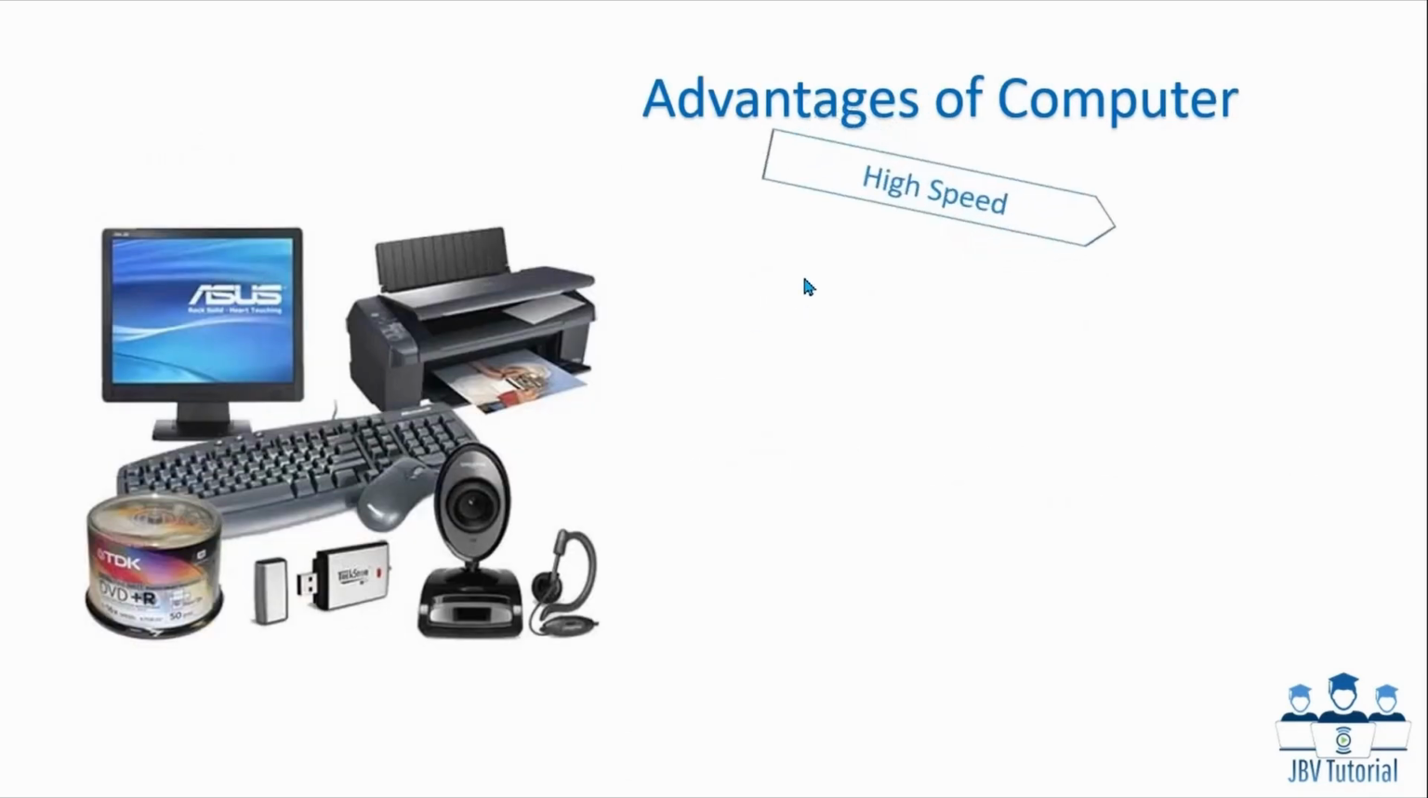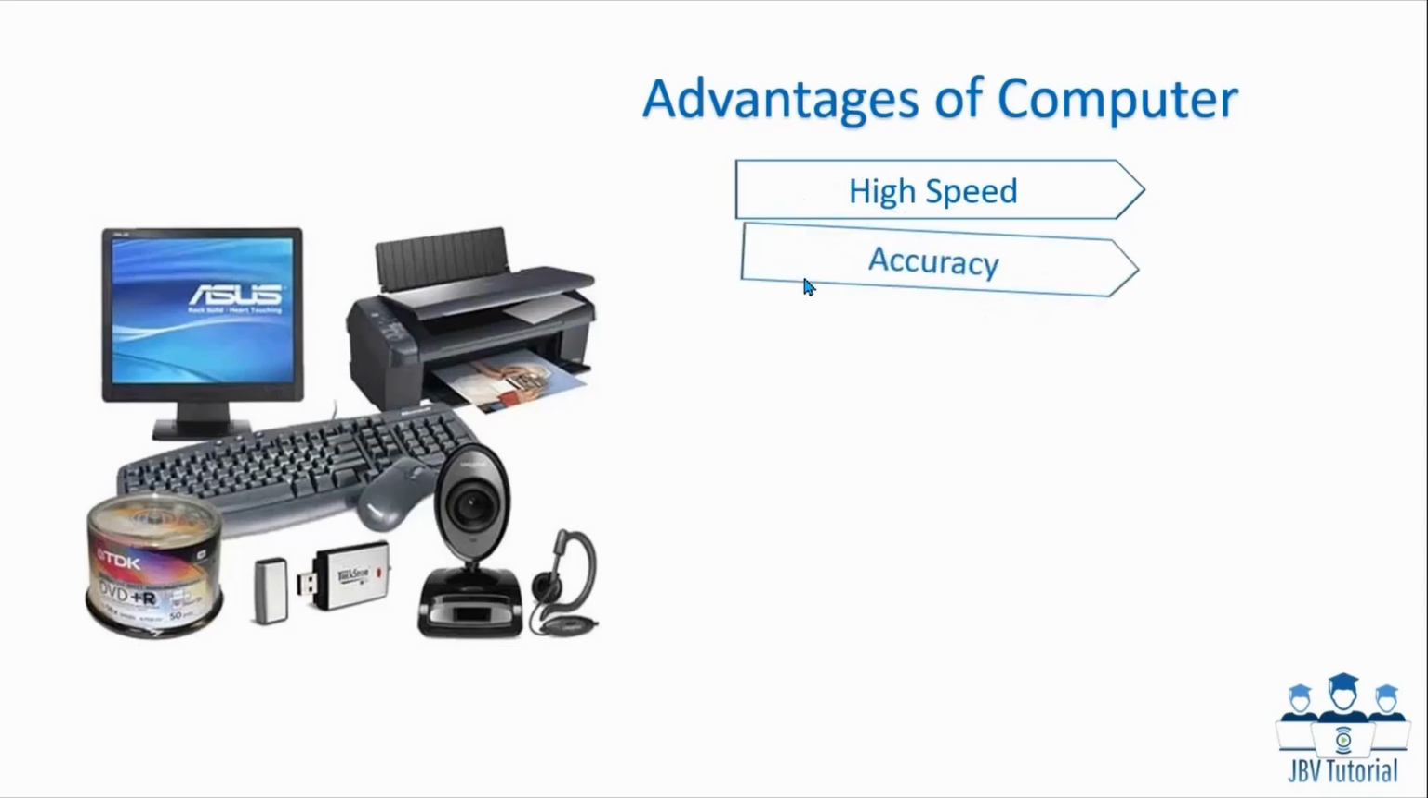High speed. A computer is a very fast device. It is capable of performing calculations on a very large amount of data. The computer has units of speed in microsecond, nanosecond, and even picosecond. It can perform millions of calculations in a few seconds as compared to man, who will spend many months to perform the same task.